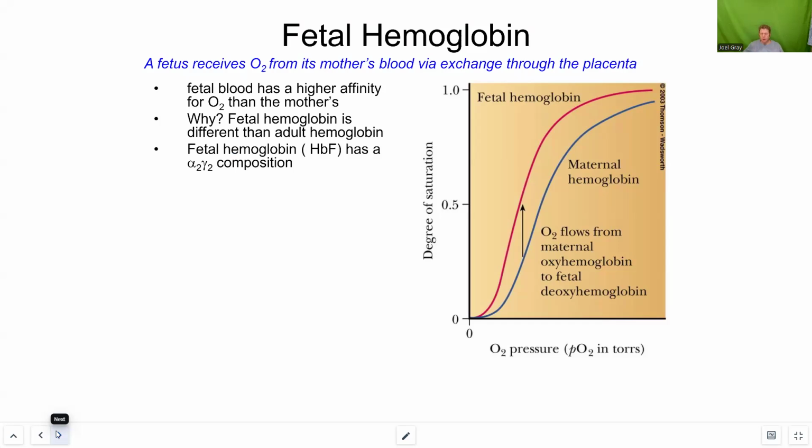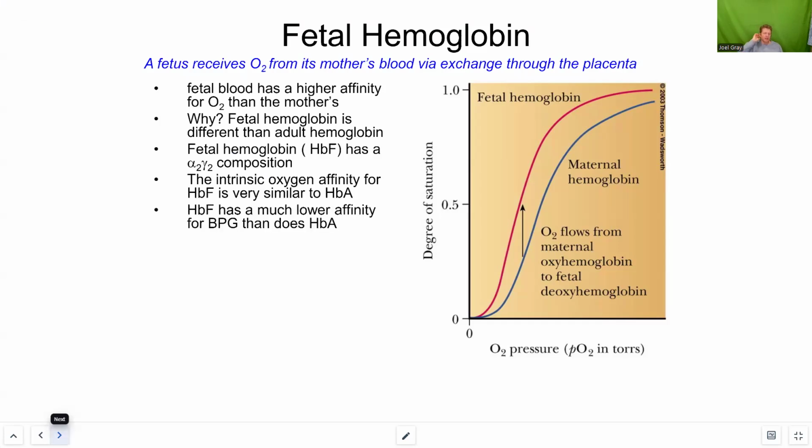So the distinction between the gamma and the beta subunits is a couple of amino acids and a little bit of their structure that makes them different. Now, the intrinsic oxygen affinity for HbF, or fetal hemoglobin, is very similar to HbA. HbF, however, has a much lower affinity for bisphosphoglycerate. So any bisphosphoglycerate that's produced by the mother is going to impact the amount of O2 that the mother's hemoglobin binds. So then whenever bisphosphoglycerate is present, the fetal hemoglobin is able to bind that O2 because of the presence of that bisphosphoglycerate.